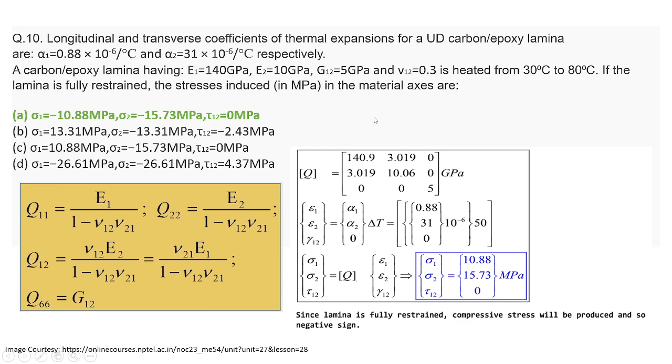Now there are a lot of parts in this question that we have to see. First of all, delta T from 30 degrees to 80 degrees will be 50 degrees Celsius. If the lamina is fully restrained, that means there will be no strain changes. Only stresses will be induced in the material, and there will be no strains in the global axis we consider.